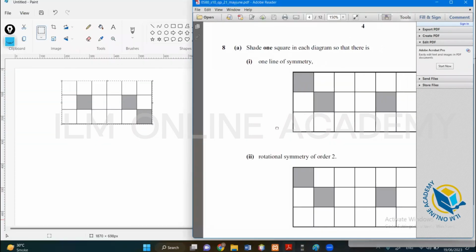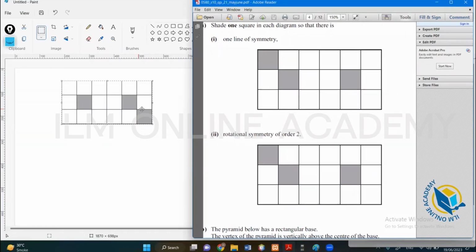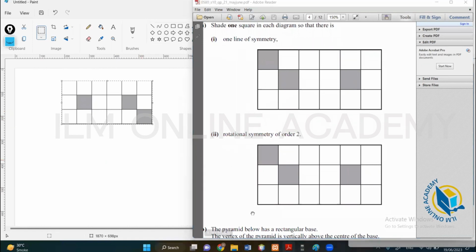If you see in your PDF, where is our original position coming? This block. It means I have to shade this one, for the rotational symmetry, and I have to shade this thing.